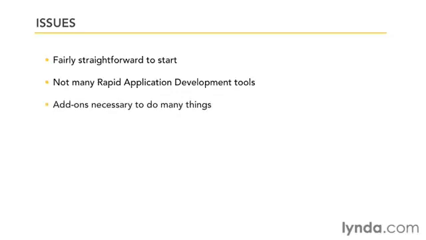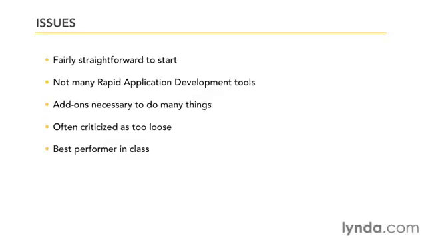CodeIgniter is fairly straightforward, which means it's pretty easy for novices and PHP developers to jump right in and learn it. However, there's not a lot of rapid application development tools, so you end up coding most things by hand. In order to do a number of things, it's going to be required that you use third-party add-ons. This includes authorization and access control lists. One of the criticisms of CodeIgniter is that it's too loosely structured, which means that one application can be totally different from another. However, CodeIgniter is universally agreed to be one of the best performers of all the PHP frameworks.